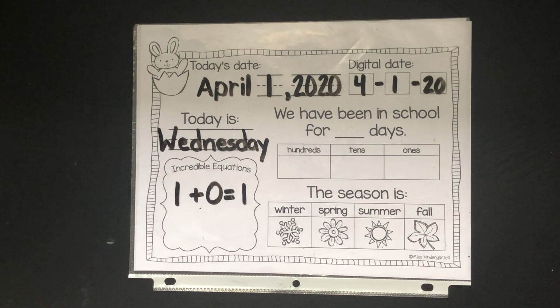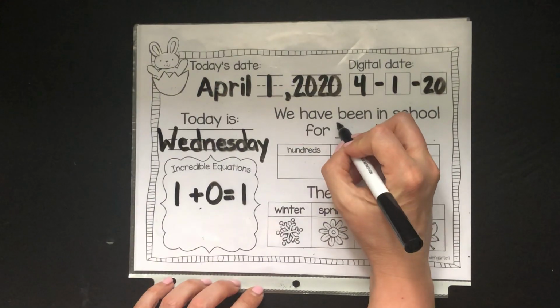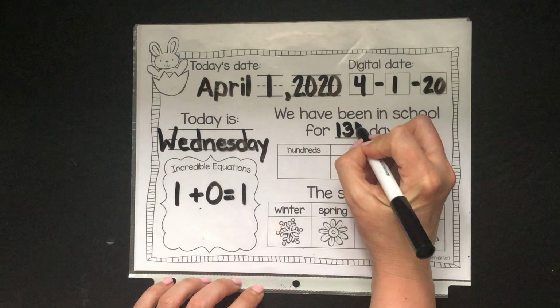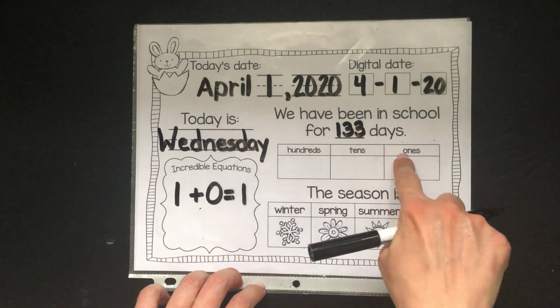Next, we're going to talk about how smart you are. Love bugs, you started with me on the very first day of school, and even though we're learning at home right now, we are still counting that as school because we're still learning together. So yesterday you were 132 days smarter. How many days smarter are you today? What number comes after 132? Very good, the number 133. And this is how we write it.